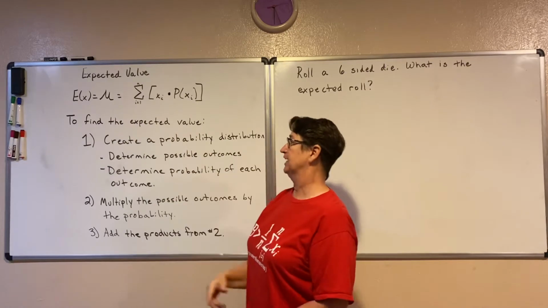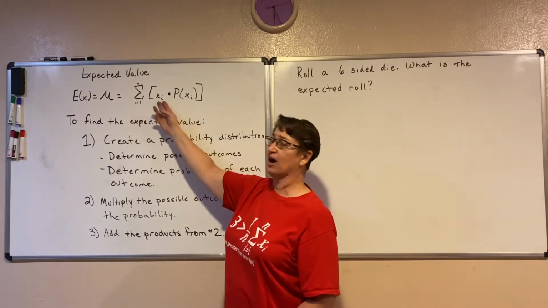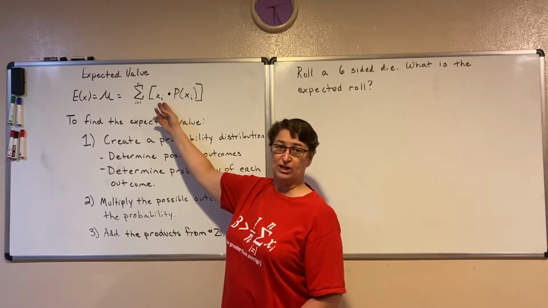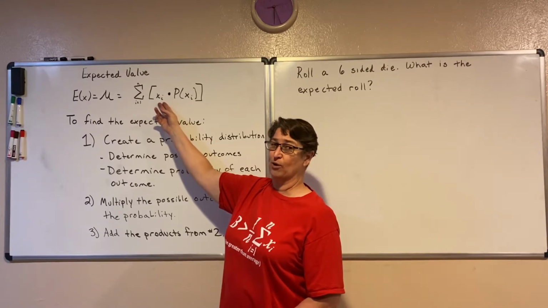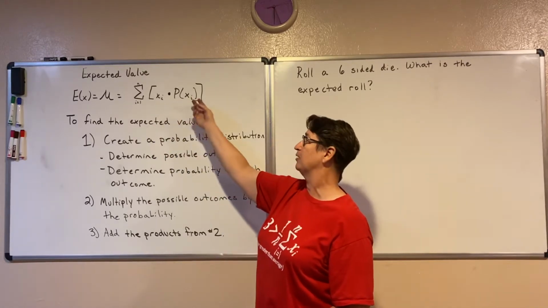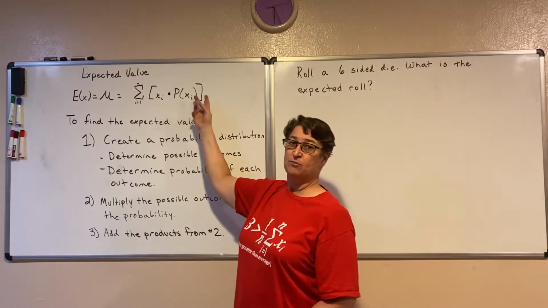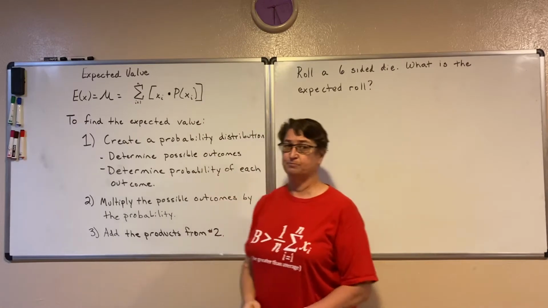And the way we're going to get it is we're going to take each one of our random variable outcomes, each one of those values for our random variable, and we're going to multiply them times the probability of that outcome occurring, and we're going to add them all together.